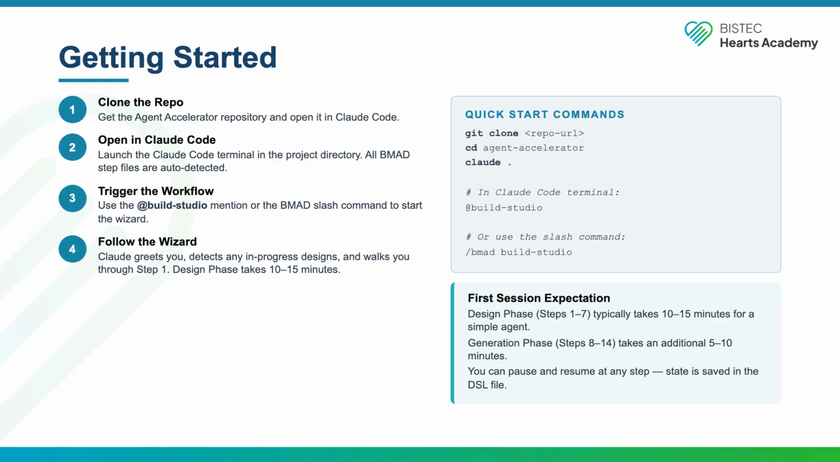1. For timeline expectations, the design phase, steps 1 through 7, typically takes 10 to 15 minutes for a simple agent. The generation phase adds another 5 to 10 minutes. Crucially, you can pause and resume at any step. State is saved in the DSL file, so if you need to step away mid-session, Claude will pick up exactly where you left off when you return. You don't need to complete all 14 steps in a single sitting.